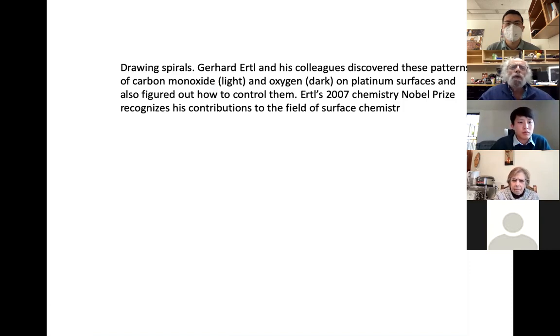And drawing spirals, Gerhard Ertl and his colleagues discovered these patterns of carbon monoxide and oxygen, light and dark, on platinum surfaces and also figured out how to control them. Ertl's 2007 Chemistry Nobel Prize recognizes his contributions to the field of surface chemistry. So that means that cellular automata can really deal with surface chemistry.